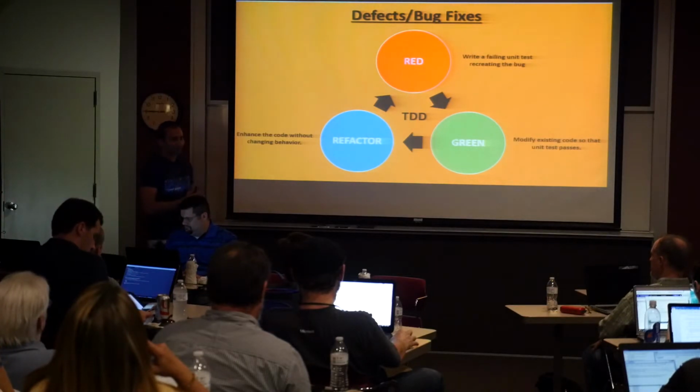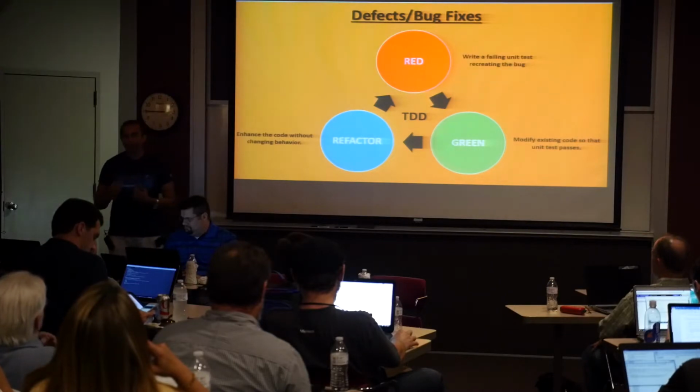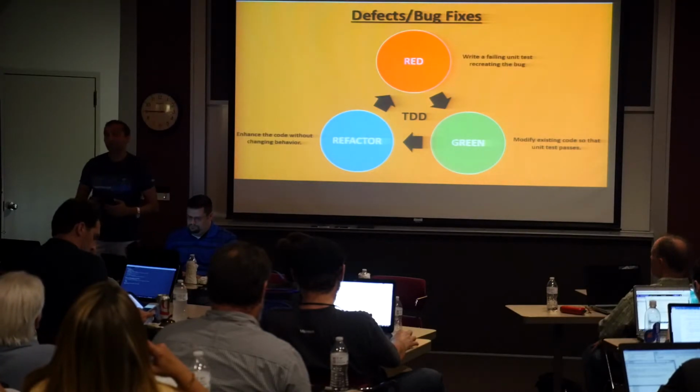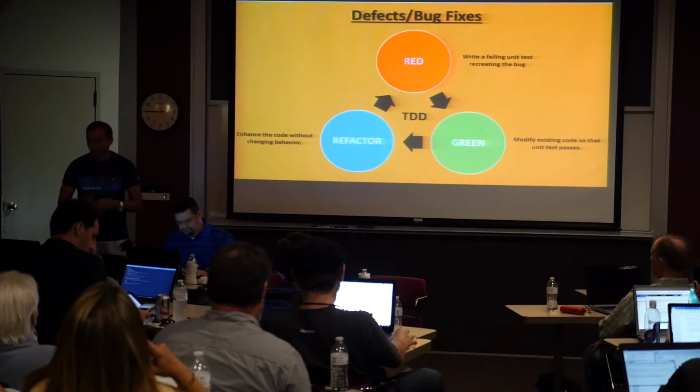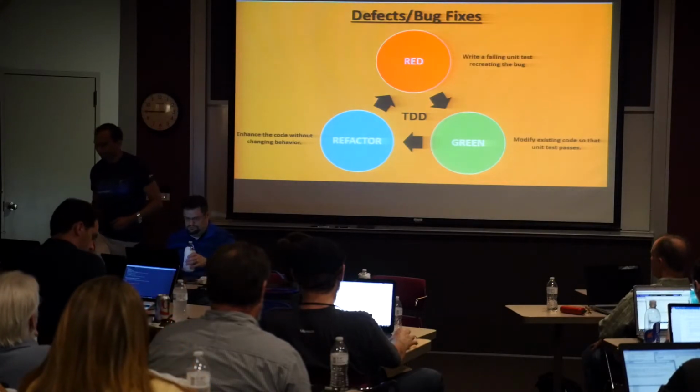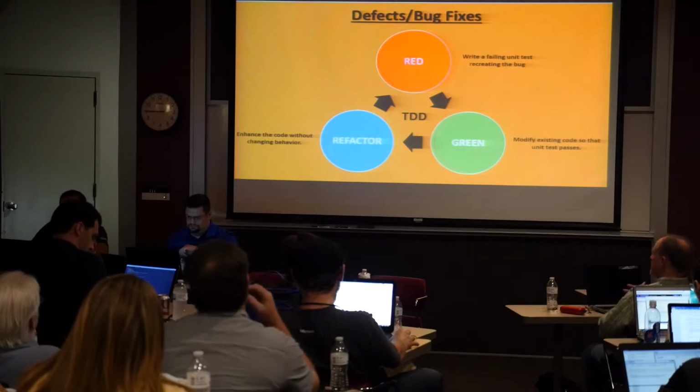Red, green, refactor. You need to have a defect. You need to have a unit test to replicate that exact defect. I'll quickly show an example.